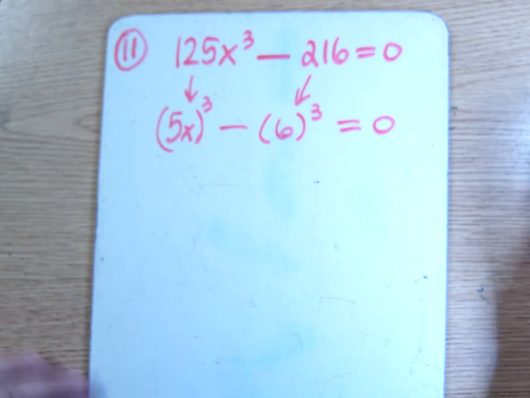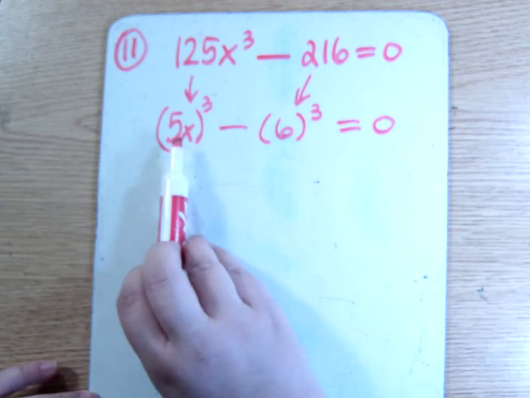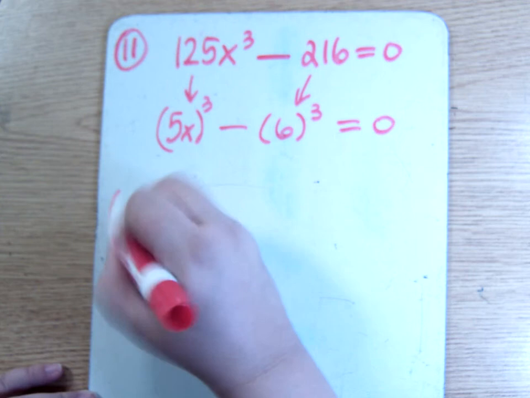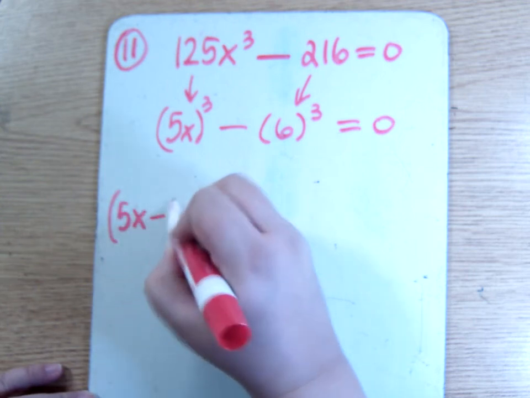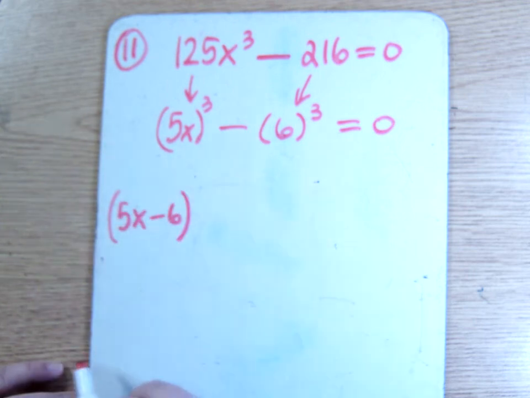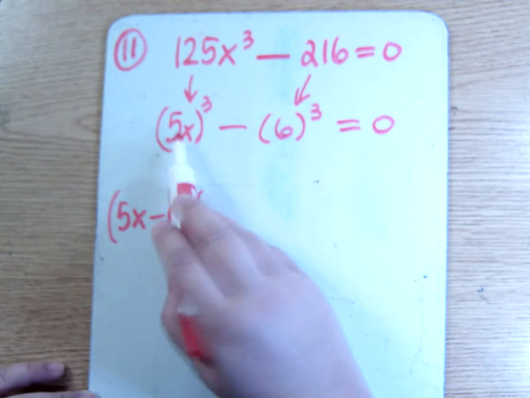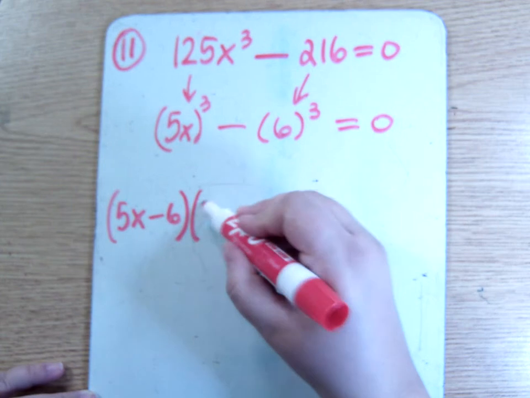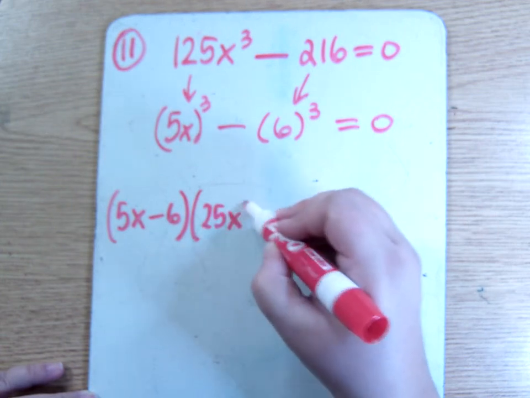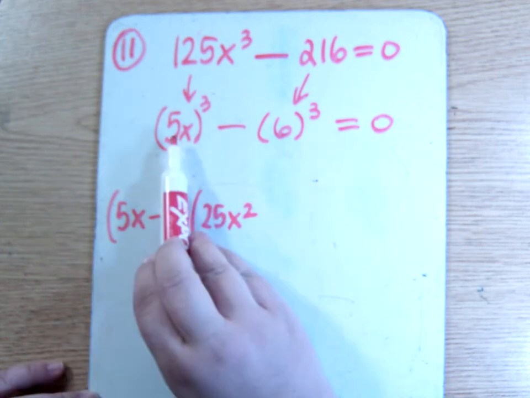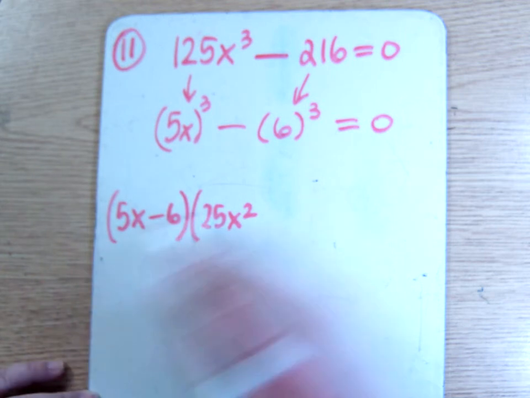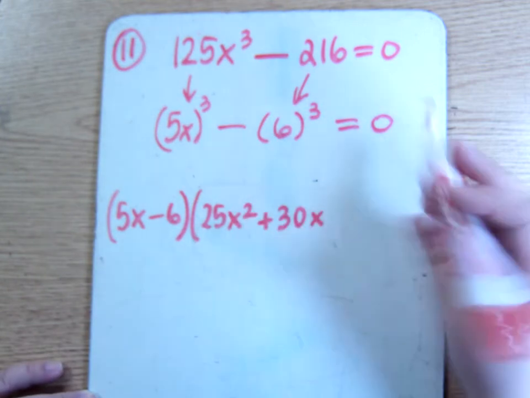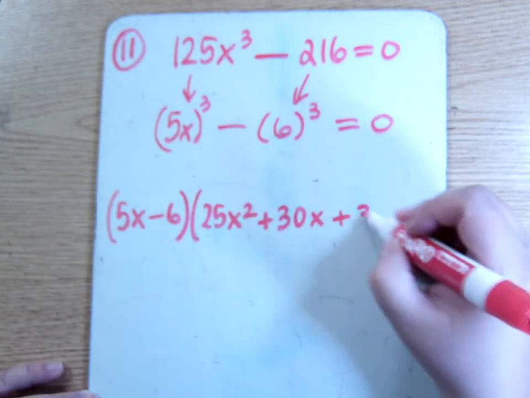Okay? The difference of cubes formula says, this is like my A and my B. It's going to be A minus B. So 5x minus 6 times A squared. So 5x squared means 5x times 5x. So that's 25x squared. A times B, 5x times 6 is 30x. And B squared, which is 36.